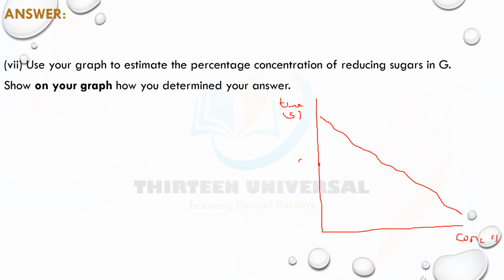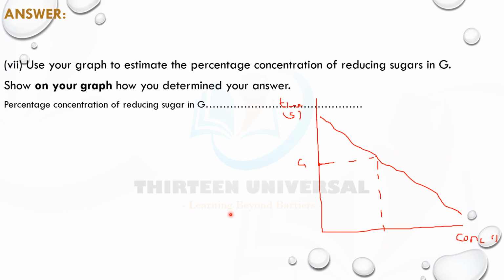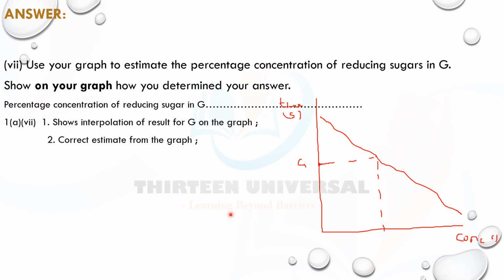You use this curve to find it. Go to the graph and trace it. Wherever it touches the graph, take it down. That is going to be the concentration of G, because we're using this curve to estimate it. Show on your graph how you determined the answer, then record the percentage there. You must show the interpolation, how you interpolated it. A correct estimate from the graph is just 2 marks.